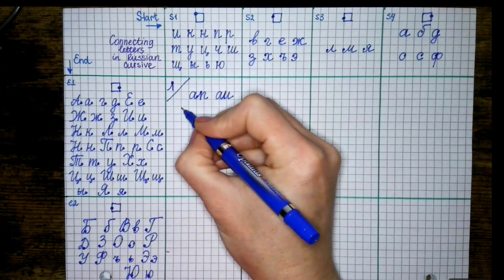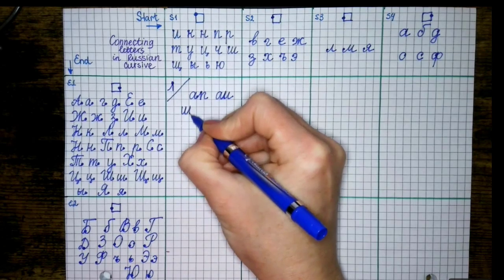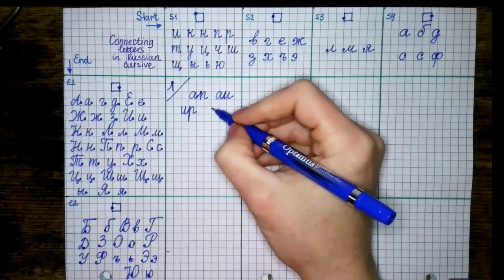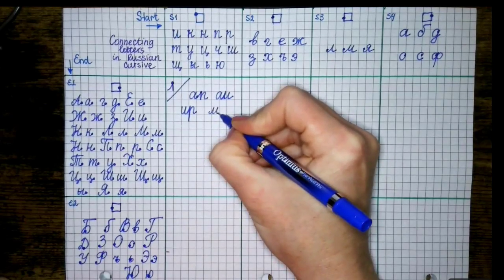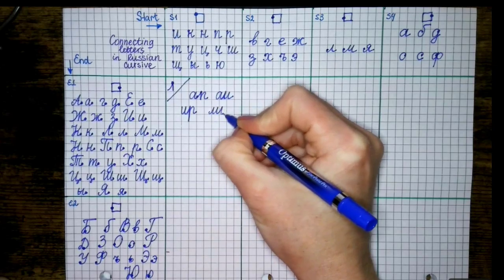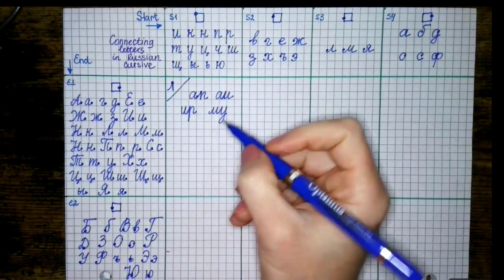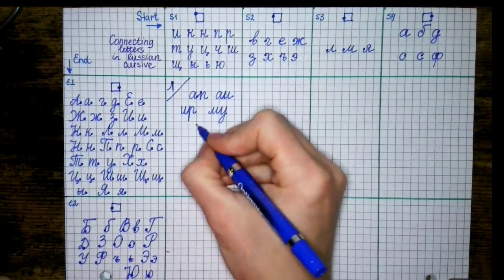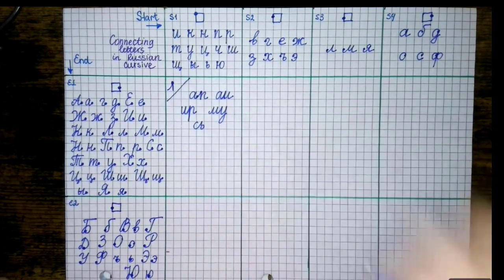Let's connect E and R. We ended E, we go up, and then we drop down to write the R. How about M and U? Here we have M, it ended here, and we go up and we drop down to write the U. How about we connect S and the soft sign? S goes up, drops down, and then we write the soft sign.